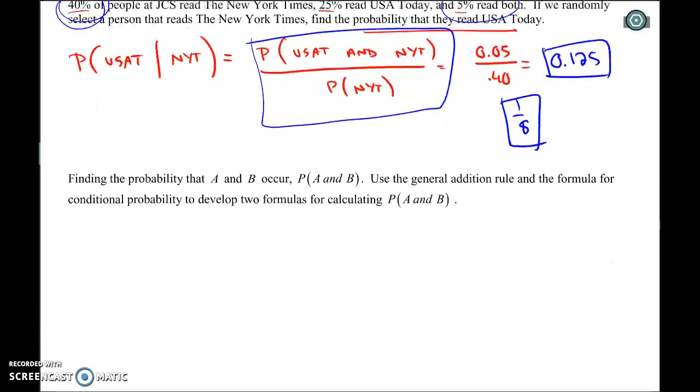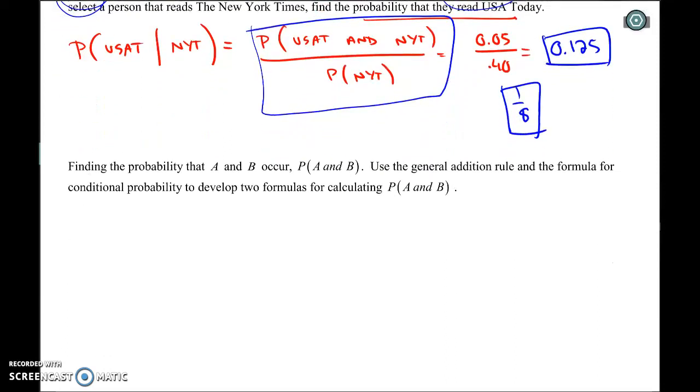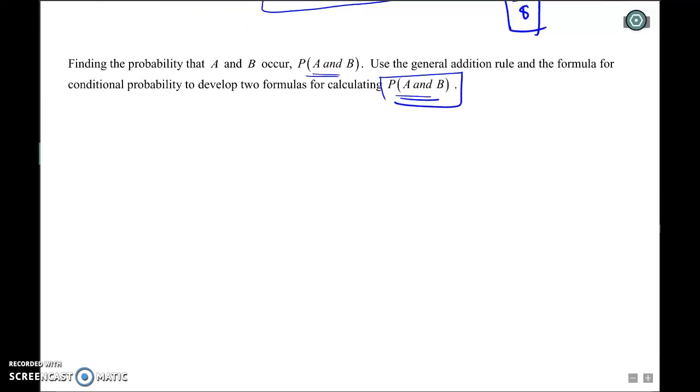Finding the probability that A and B occur. Use the general addition rule and the formula for conditional probability to develop two formulas for calculating the probability of A and B. There are no formulas on the formula sheet for calculating A and B. However, those show up in both the general addition rule, which is the probability of A or B is the probability that A happens plus the probability that B happens minus the probability that A and B happen.